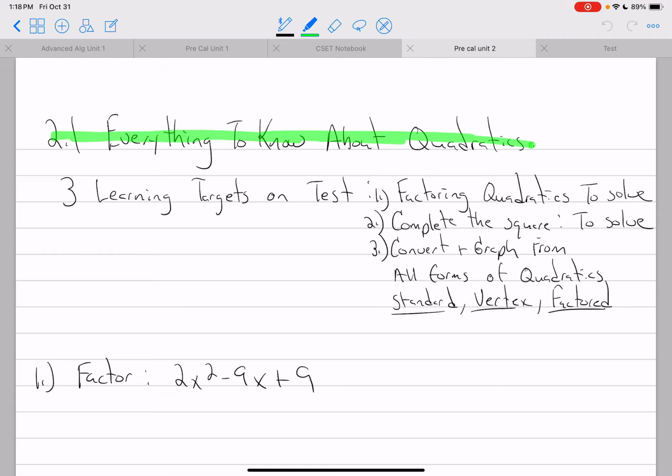2.1, everything to know about quadratics. Almost everything to know about quadratics. So we're going to have 3 learning targets on our test that you should be writing down.